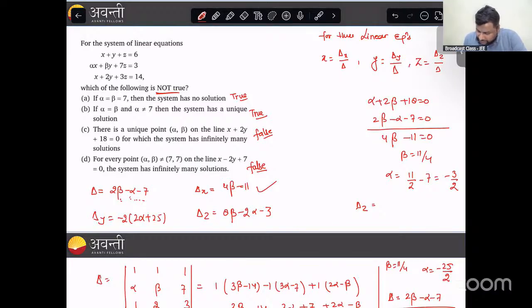Let's see delta z. If I see 8 beta minus 2 alpha minus 3, 8 beta is 22, minus 3, minus 3. 22 minus 3 minus 3.